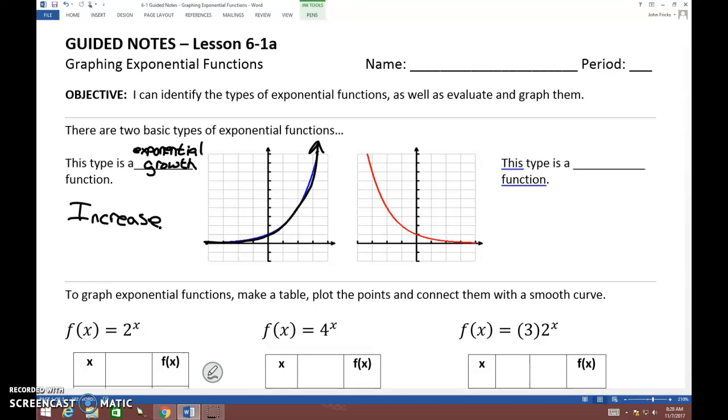And then when we look at the other function, we notice that the values are starting over here and going down. So when values decrease, you can see that these values are going to go down. That's the type of function we call an exponential decay. And that's going to be when it's decreasing.